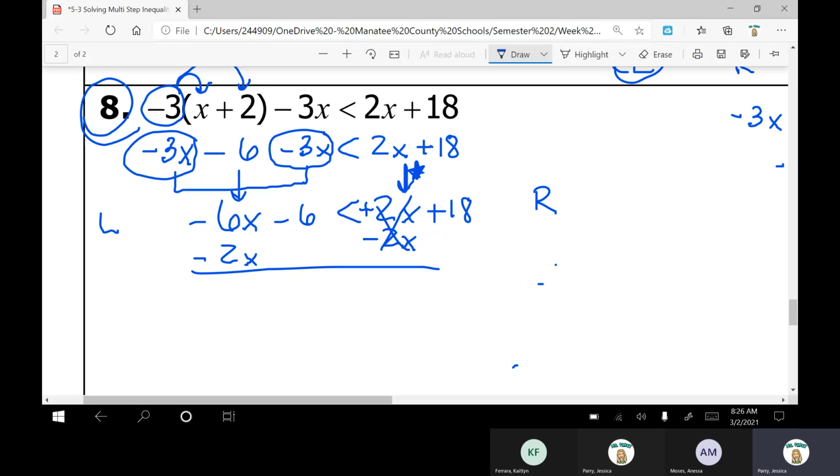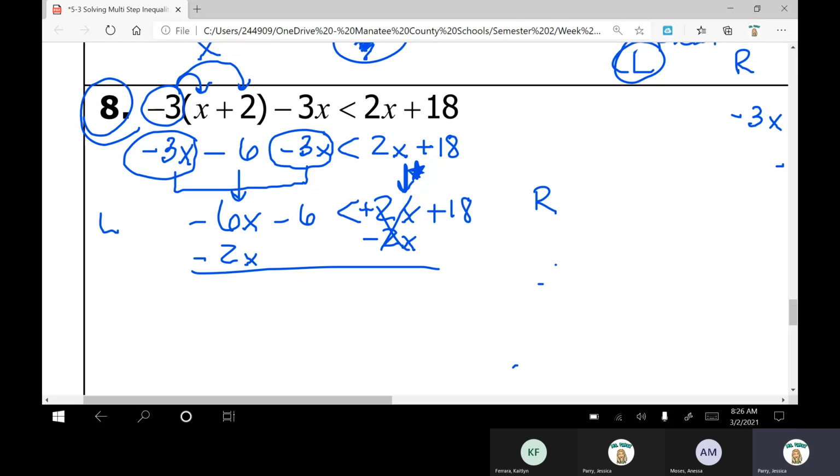So these cancel out. And then start your combining, negative 6x and a negative 2x. They're the same sign, so add those numbers together. So we get 8 and keep the negative, bring down the variable, and then copy down everything else. Bring down the negative 6, the sign, and the positive 18. I just brought all these down.